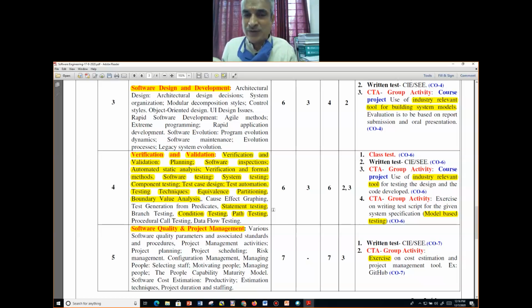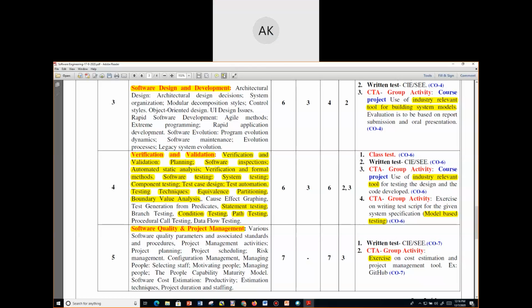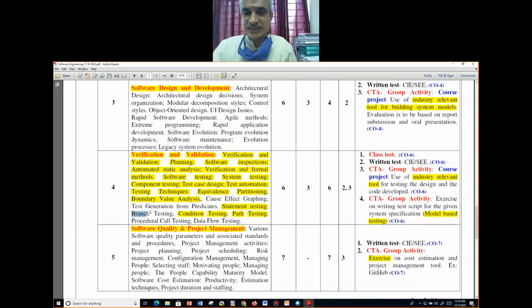Build your own example for equivalence partitioning, boundary value analysis, cause effect graphing, statement testing, condition testing, branch testing, path testing, etc. Path testing and branch testing will go together because every branch is a path. Every branch, that is decision testing. A set of conditions together becomes a decision. The decision takes you to a branch, and every branch leads to a path. But anyway, we'll refer to it.